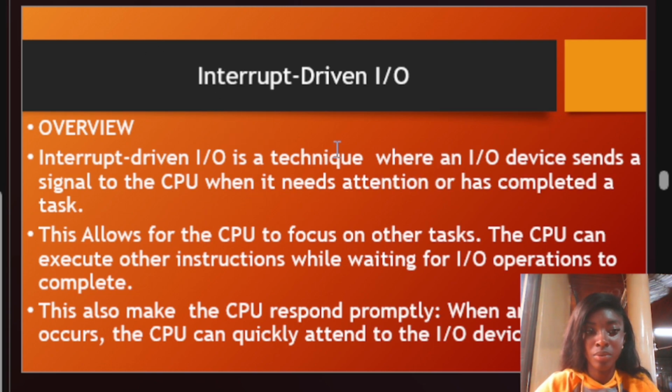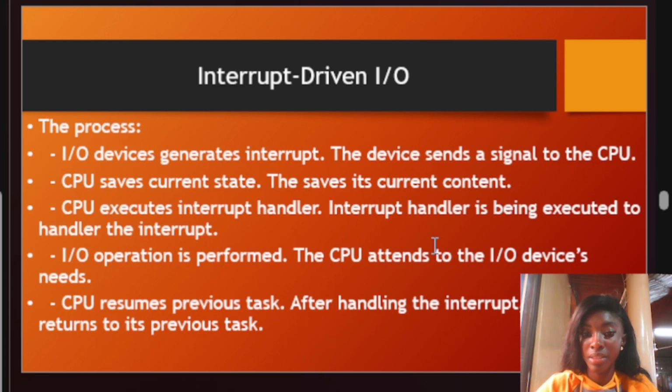Interrupt driven IO, where IO stands for input output, is a technique where an IO device sends a signal to the CPU when it needs attention or has completed a task. This allows the CPU to focus on other tasks. The CPU can execute other instructions while waiting for the I/O operations to complete. This also makes the CPU respond promptly. Thus, when an interrupt occurs, the CPU can quickly attend to the I/O device's needs.